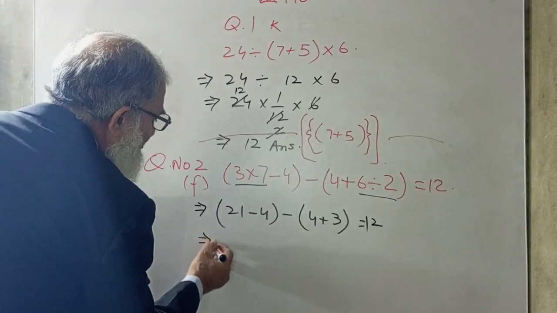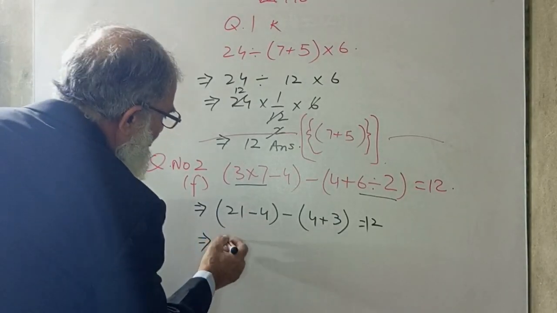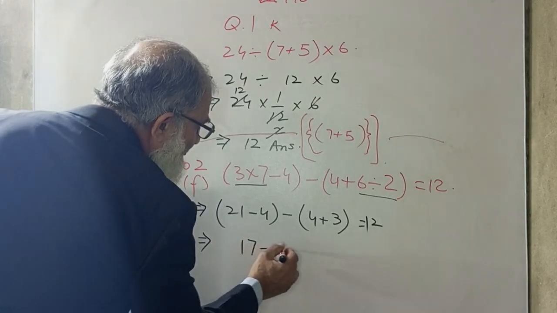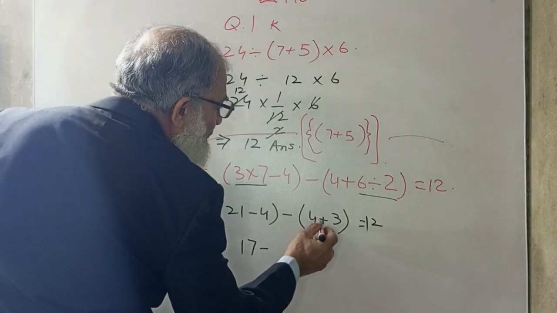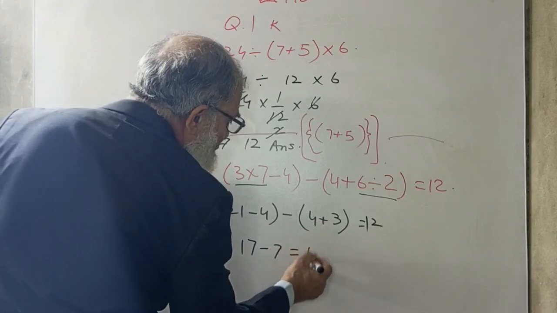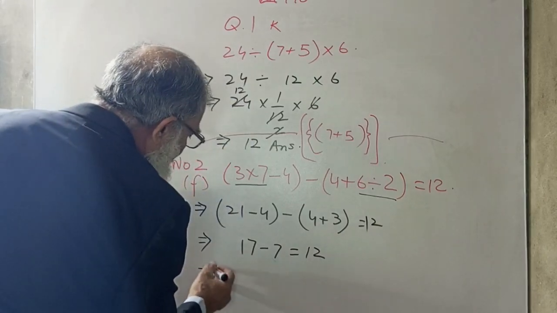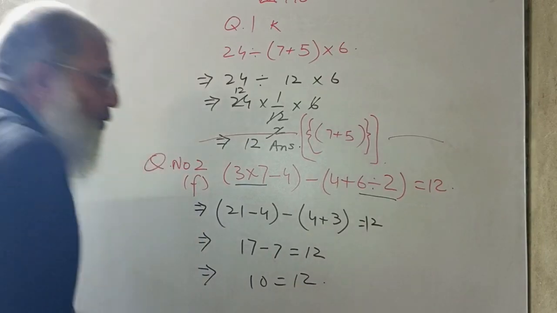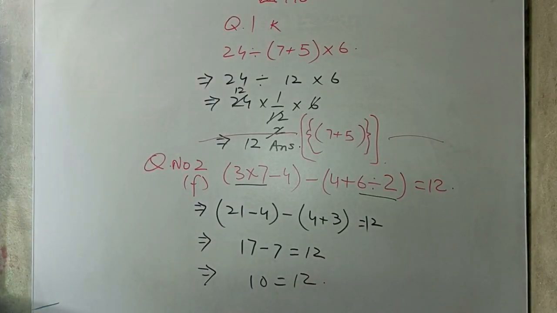Now let me check it. It is 17 minus, now this will become 7 is equal to 12. That is 10 is equal to 12. Oh, it is wrong.